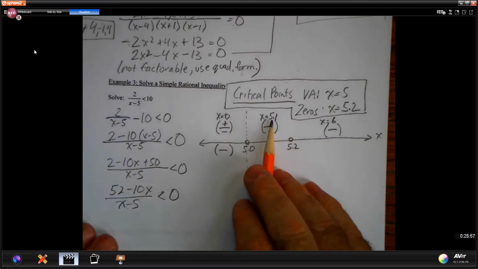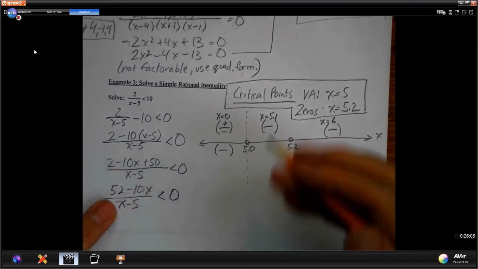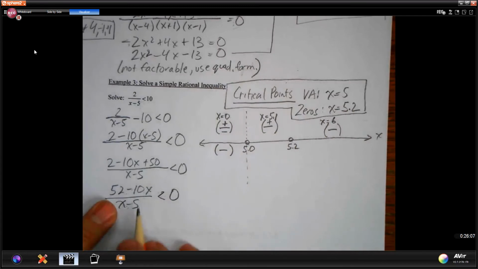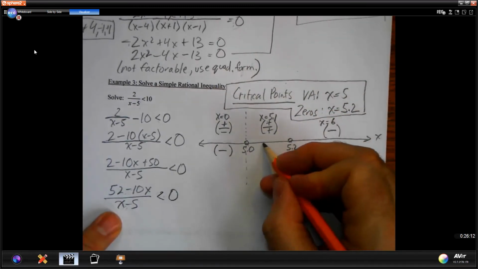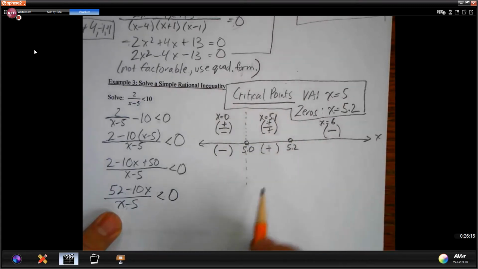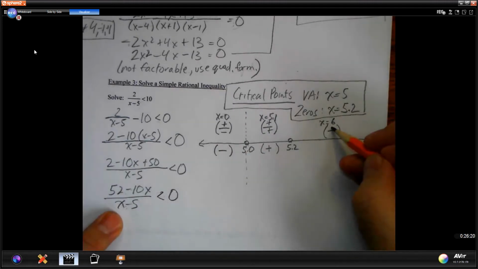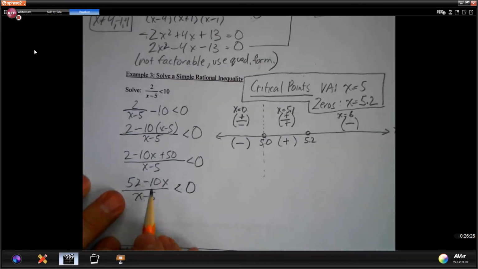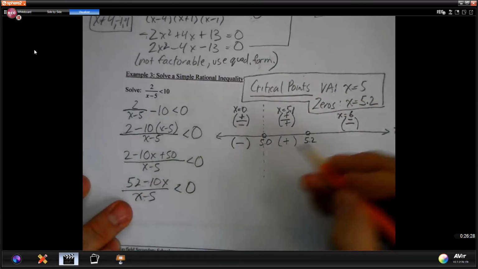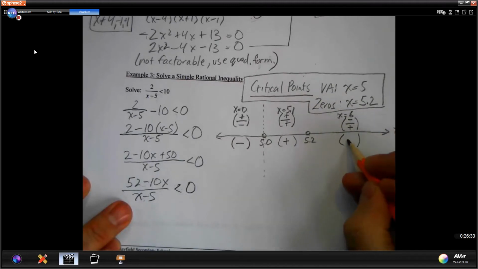Okay, for x equals 5.1, I'm going to plug 5.1 into the numerator. That gives me 52 minus 51, so that's still positive. And the bottom, 5.1 minus 5, that's positive too. So positive over positive. My function in between these two values is always going to be positive. And then x equals 6 as my last test case. I plug in x equals 6. Well, the top's going to be negative now, and the bottom's going to be positive. So overall, that region will be negative.